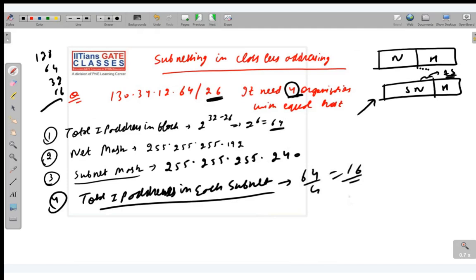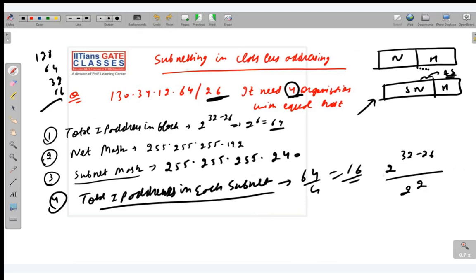Okay, if you still have any doubt, you can do it this way. See, 26 ones means 2 power 32 minus 26, these are the total IP addresses. Divided among 4 organizations, that is 2 power 2, it comes out to be 2 power 4, that is nothing but 16. You can do it like this also. Whatever way you want, you can do it.